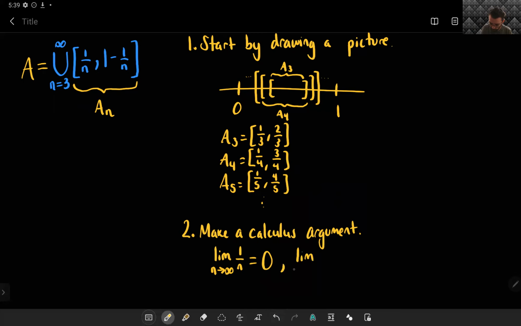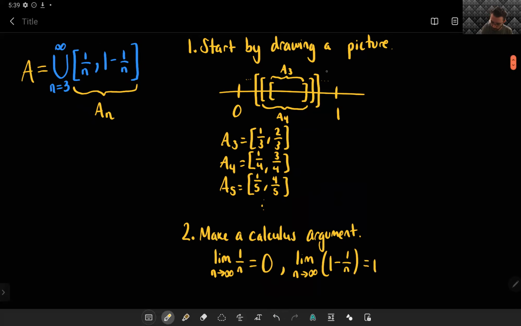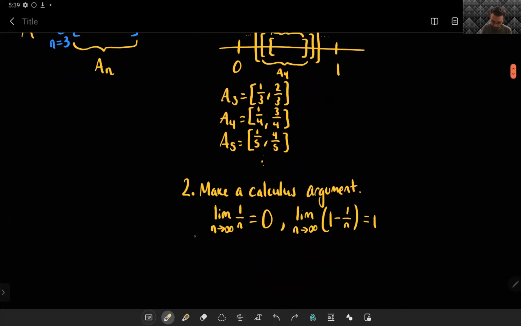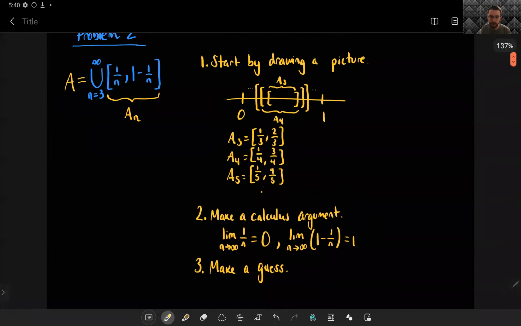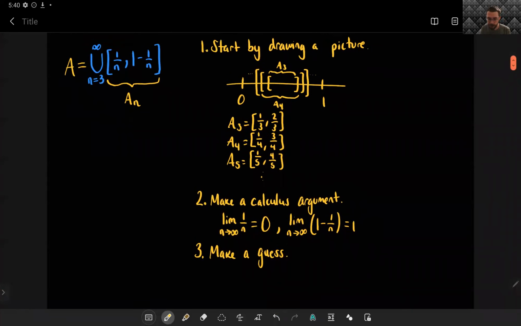Similarly, as I'm taking bigger and bigger unions, the limit of this right endpoint, 1 minus 1 over n, should just get closer to 1. So again, you may never hit 1, but you'll get really, really close. So that's limiting behavior. Okay, and then step 3 is make a guess, which maybe sounds not very mathematical, but there are only 4 possibilities at this point.